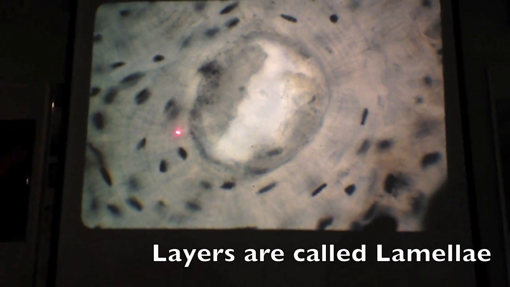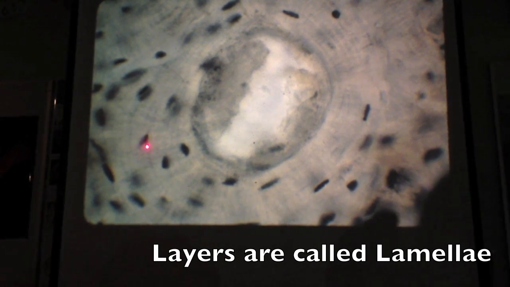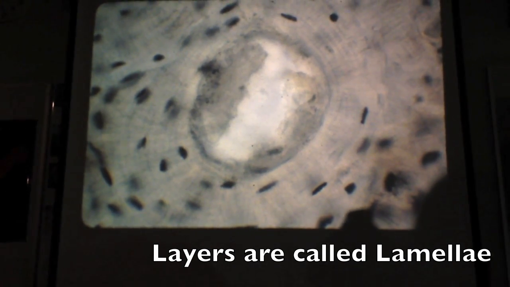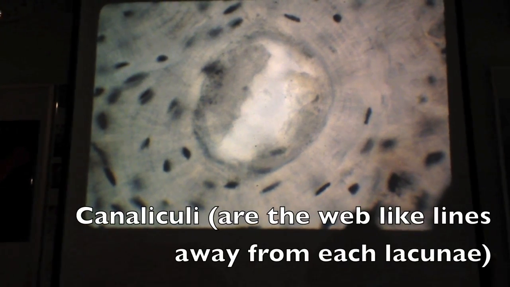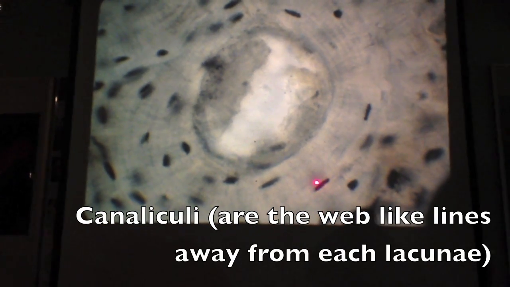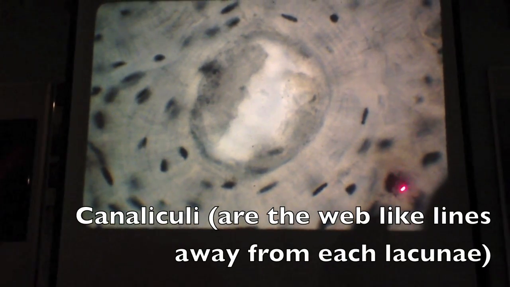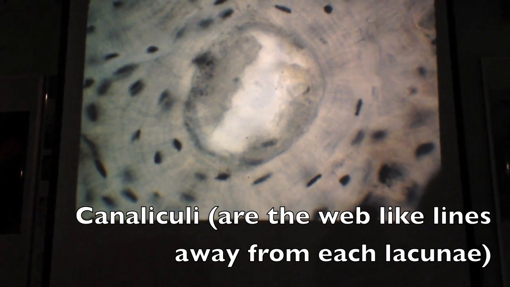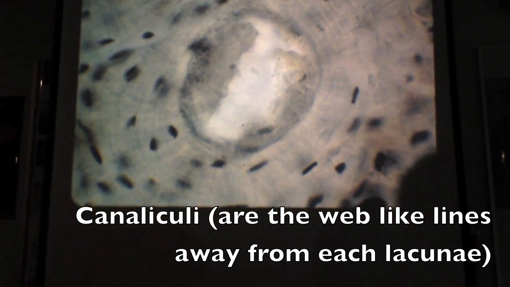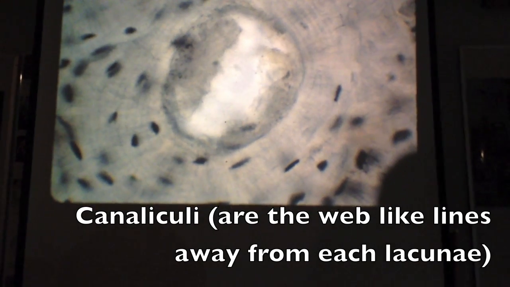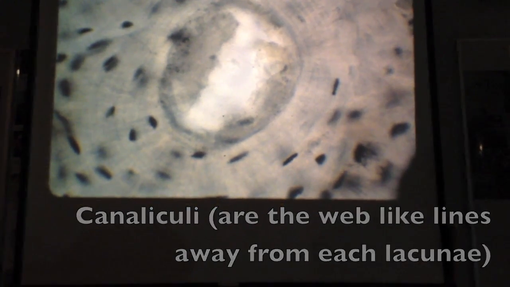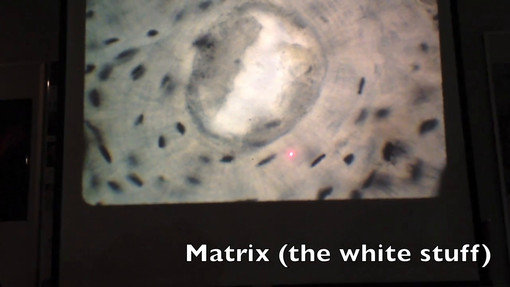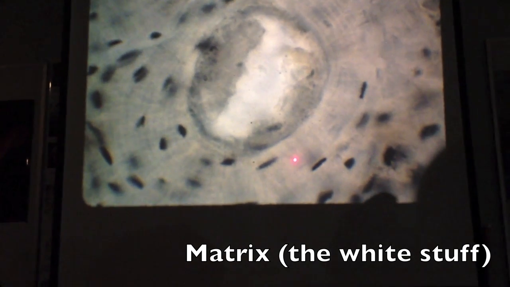You see these little layers here? What are those layers called? Lamella. And then on each of the lacuna, you can see little lines kind of blurrily coming out. One of those little lines in there. Canaliculi. And the white stuff is matrix.